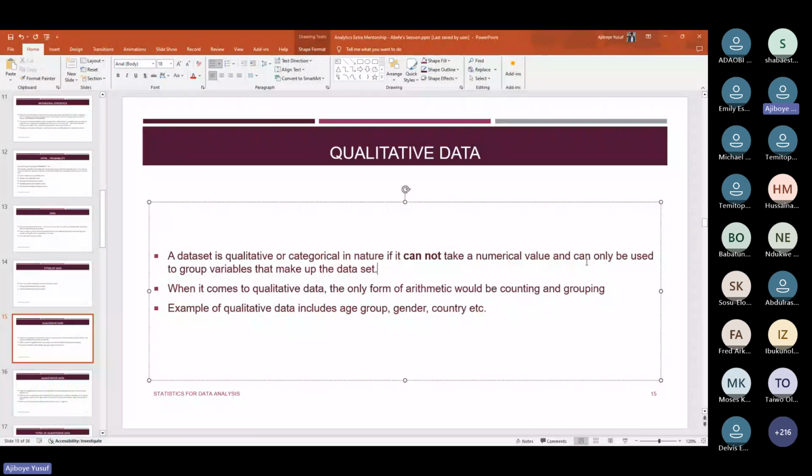A numeric value is not the only thing we use to say whether data is quantitative or not. Some variables or some data can take numbers and they are still not numerical, for example postal code, address, phone number, customer ID. All of these things are numbers, but they are not quantitative.